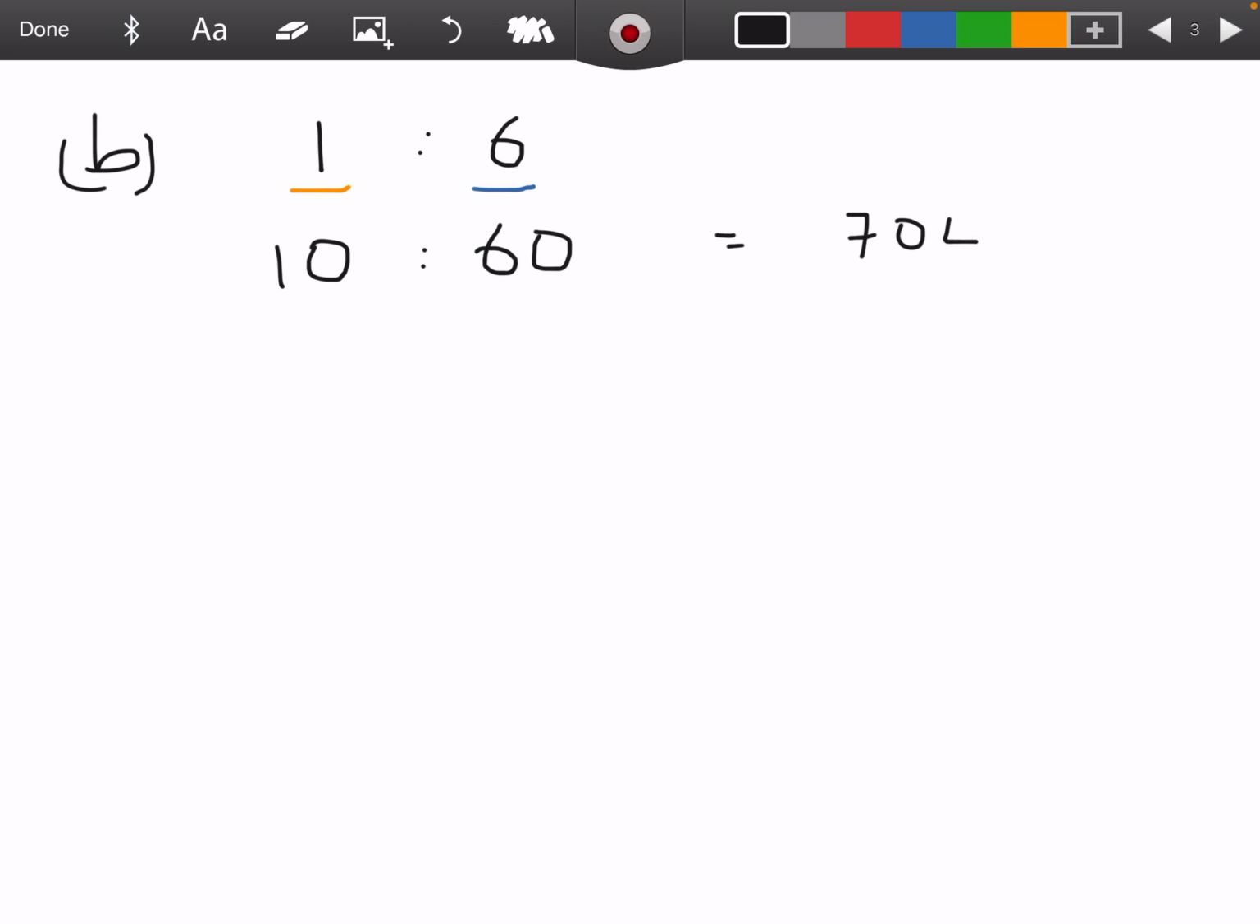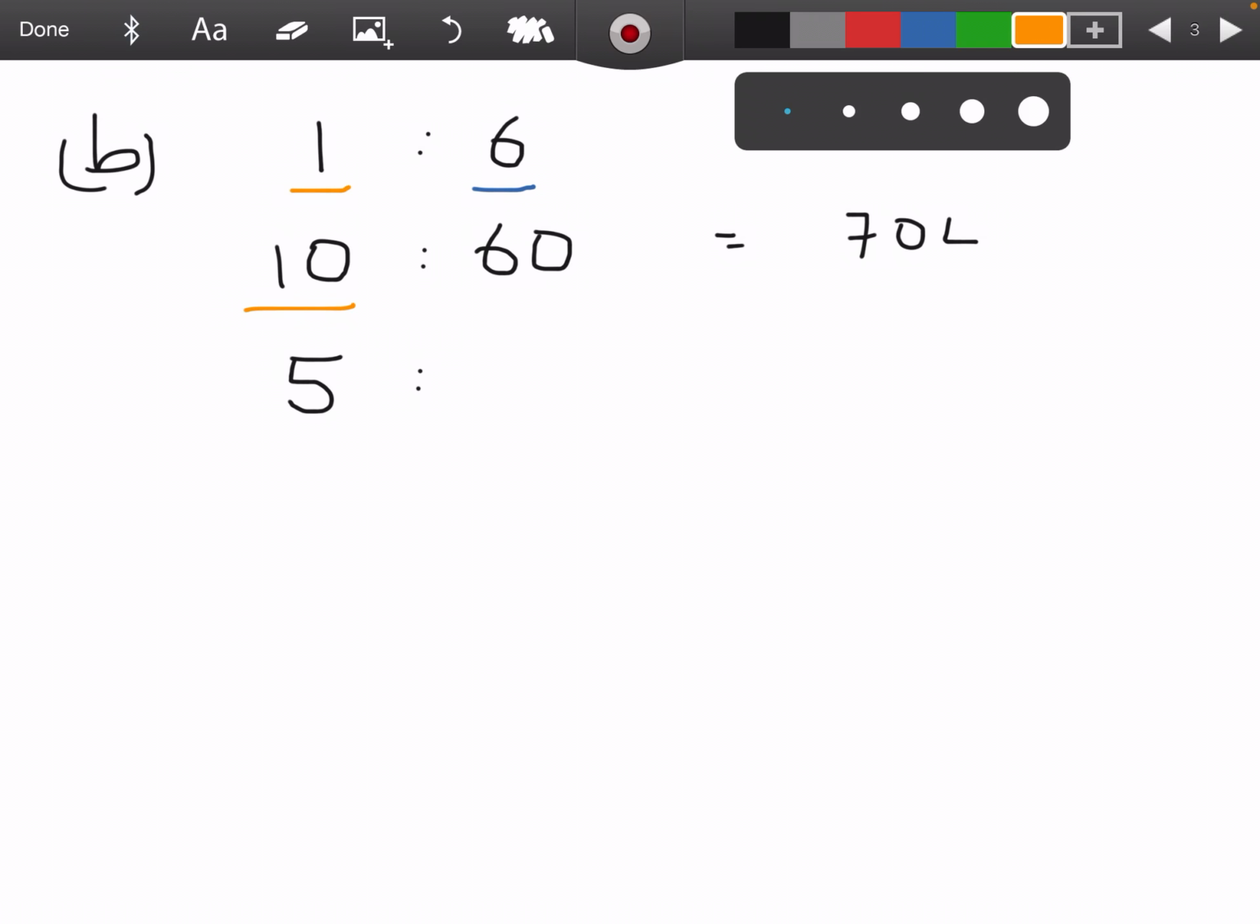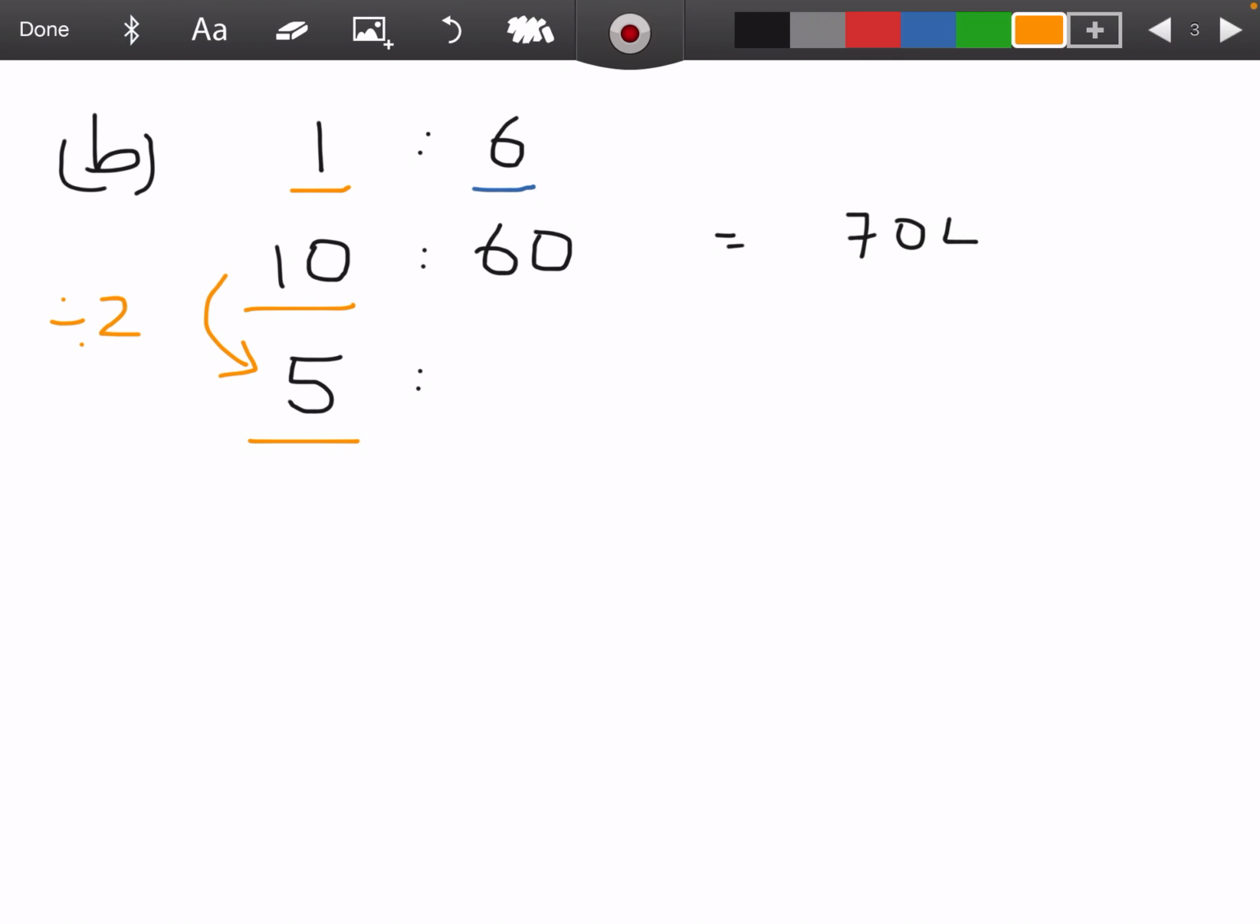And this question asks, how many litres of juice will we get from 5 litres of concentrate? So if this is 10 litres of concentrate and I have to figure out how much I'll get from 5 litres of concentrate, I've got to figure out what the ratio is when the amount of concentrate I have is 5. So to get from 10 to 5, I'm dividing by 2, or I'm halving my answer. So I can do the exact same here. 60 is to 30 when I divide by 2, isn't it?